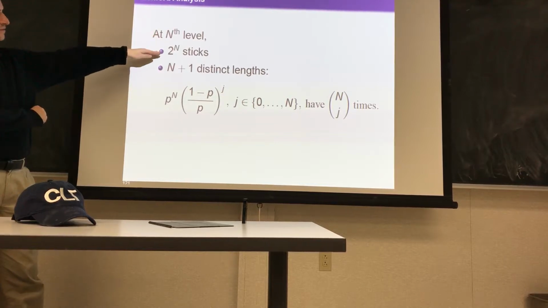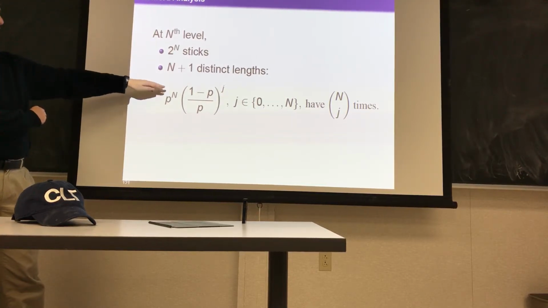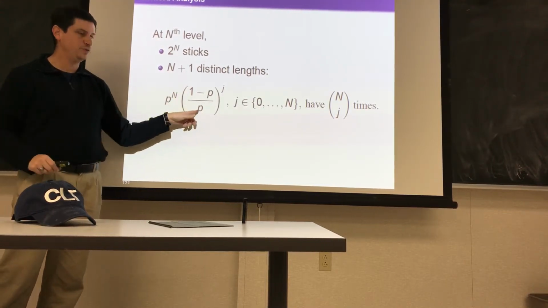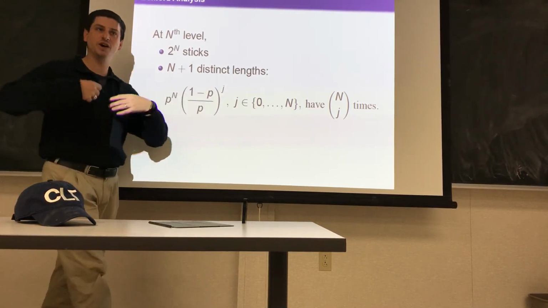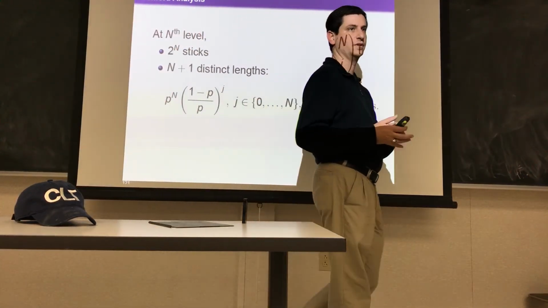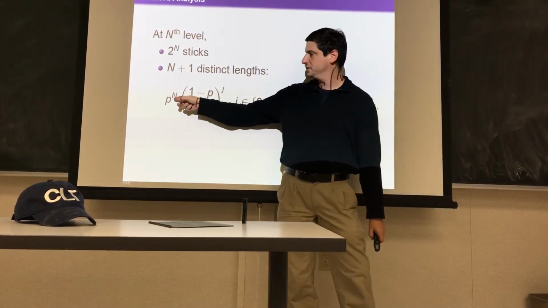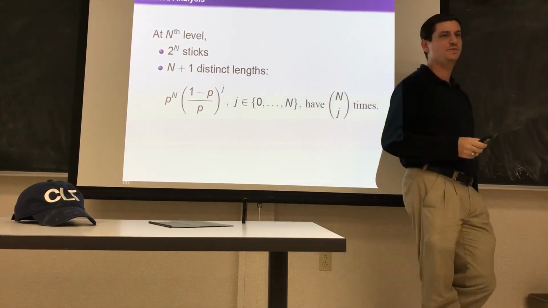At the nth level, we have 2 to the n sticks. We have n plus 1 distinct lengths. The lengths are going to be P to the n, and I'm going to write it in a nice way, ((1 minus P) over P) to the j. So you can write this as P to the (n minus j), (1 minus P) to the j. You should recognize this from the binomial theorem. And the reason to write it like this is now all the stick lengths are P to the n times a power of this factor (1 minus P) over P.